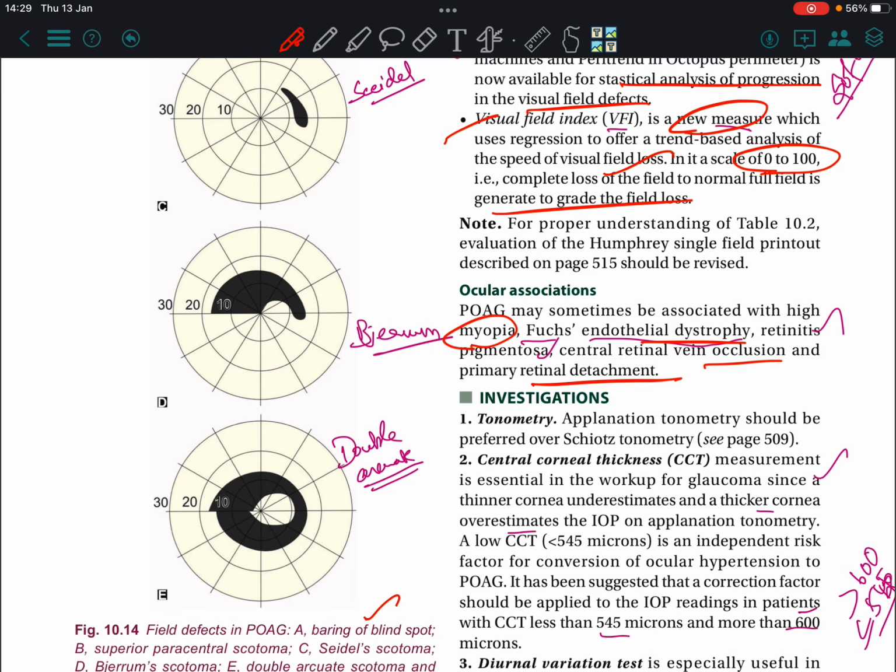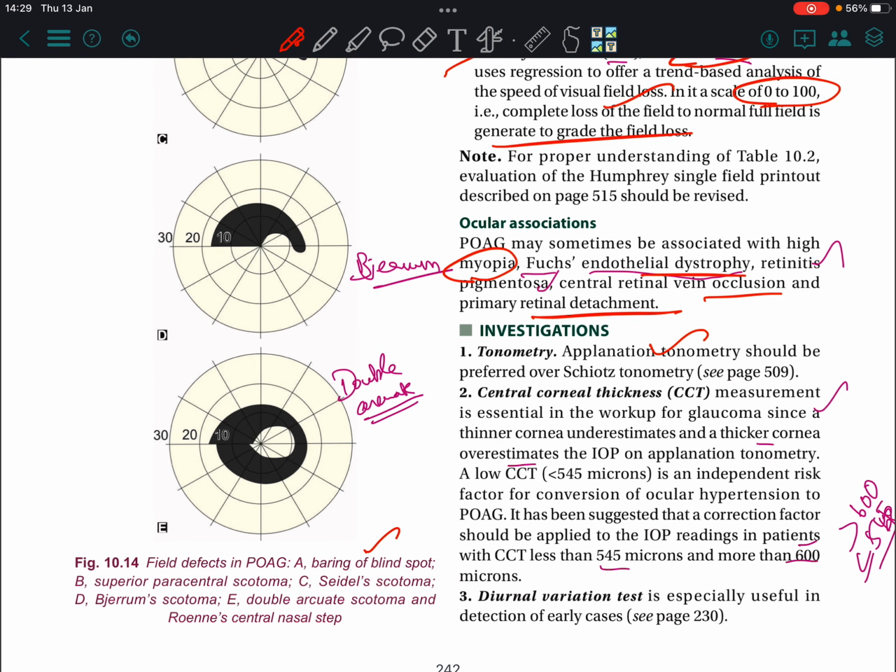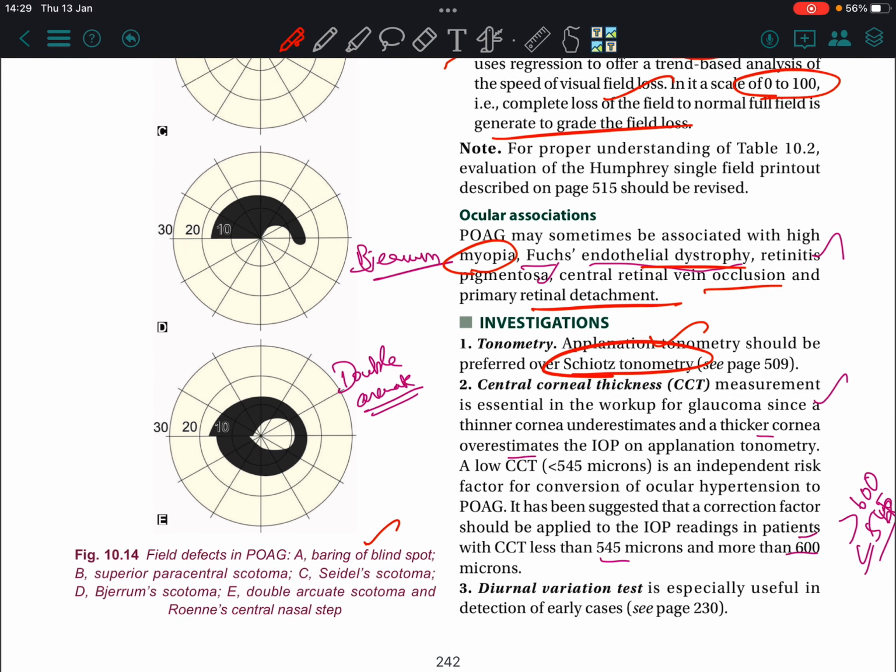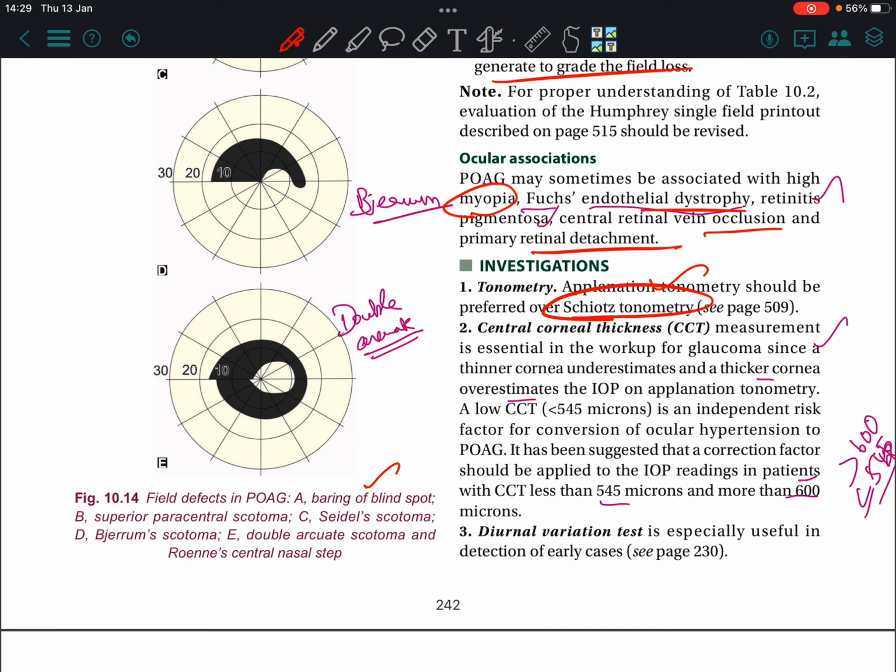Ocular associations: POAG is associated with high myopia, Fuchs endothelial dystrophy, retinitis pigmentosa, retinal vein occlusion, and primary retinal detachment. Investigation: tonometry. Applanation tonometry should be preferred over Schiotz tonometry. Central corneal thickness measurement is essential in workup for glaucoma since a thinner cornea underestimates and a thicker cornea overestimates the IOP on applanation tonometer.